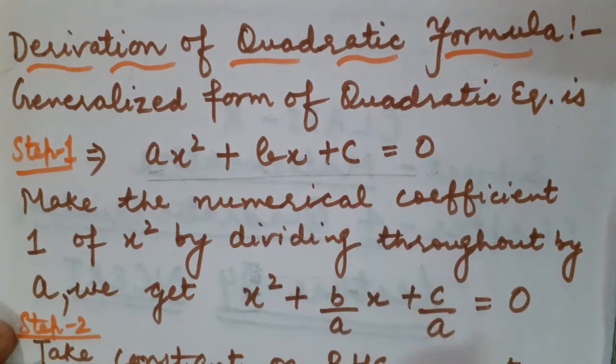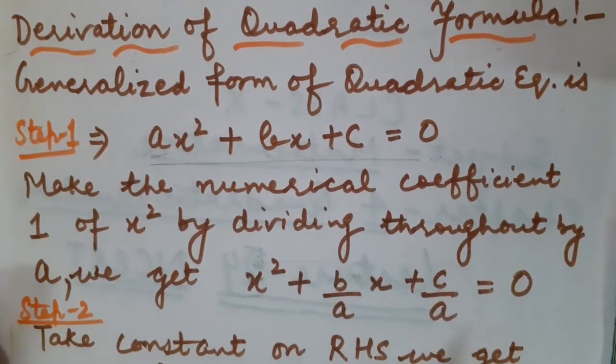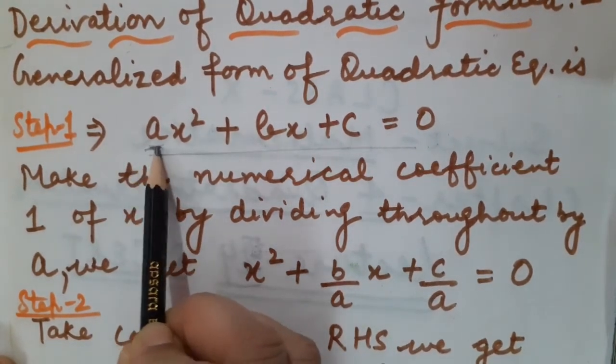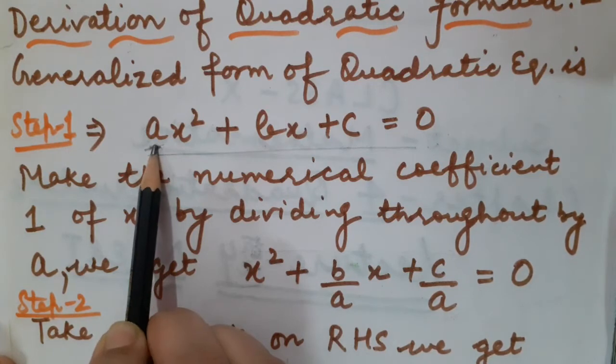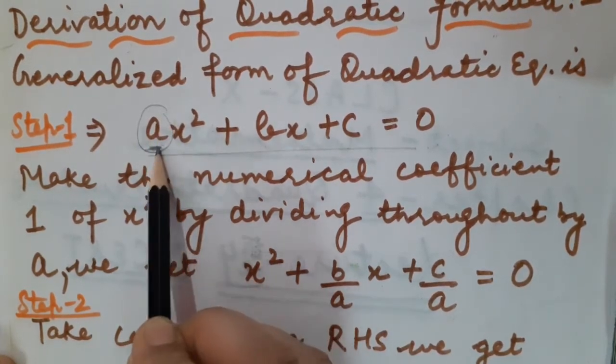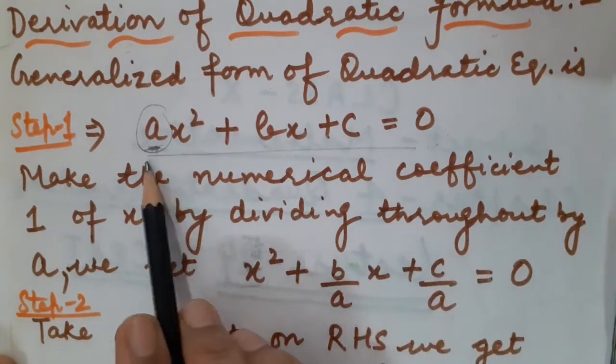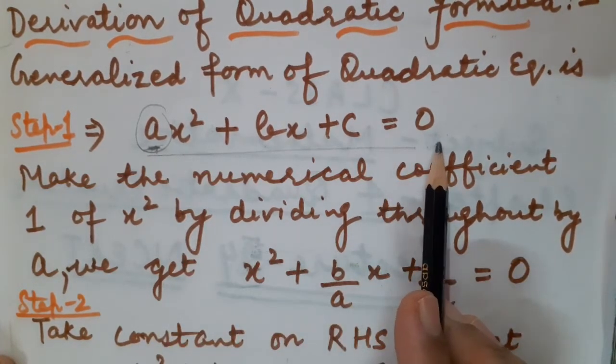What is the very first step? Because I am going to adopt the completing the perfect square method, whatever steps I make you recall, the same steps you have to follow whenever you are solving questions using this method. Correct, children? So the very first step is to make the numerical coefficient of x square as 1. Here you can see that a is the numerical coefficient of x square. So how can I make it 1? Definitely I have to divide the complete equation by a.